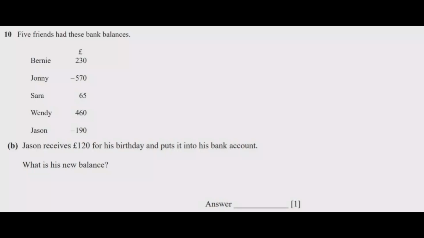Okay, so first of all, to answer this one, we need to ask ourselves how much is in Jason's account. In Jason's account, we are given that there is negative 190 pounds. So that's what we're going to write: negative 190 pounds. That is the amount of money that is in his account.